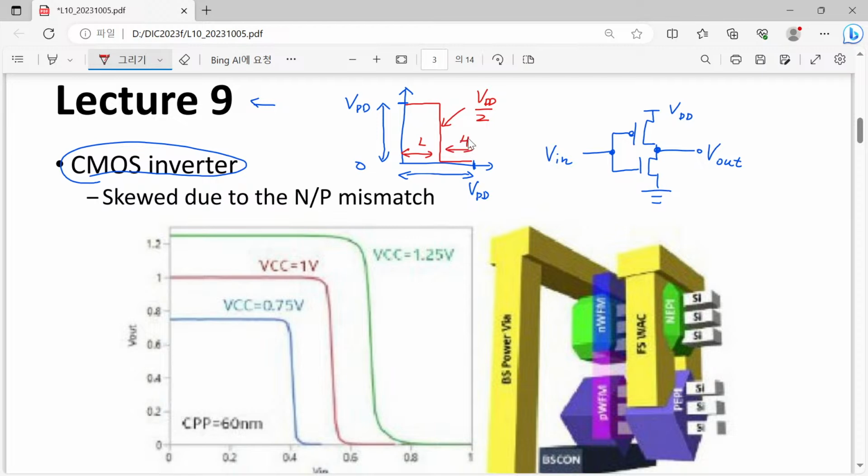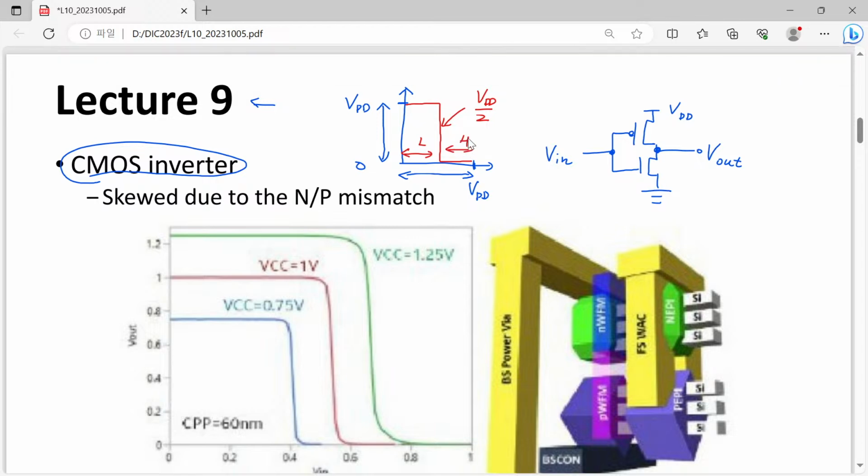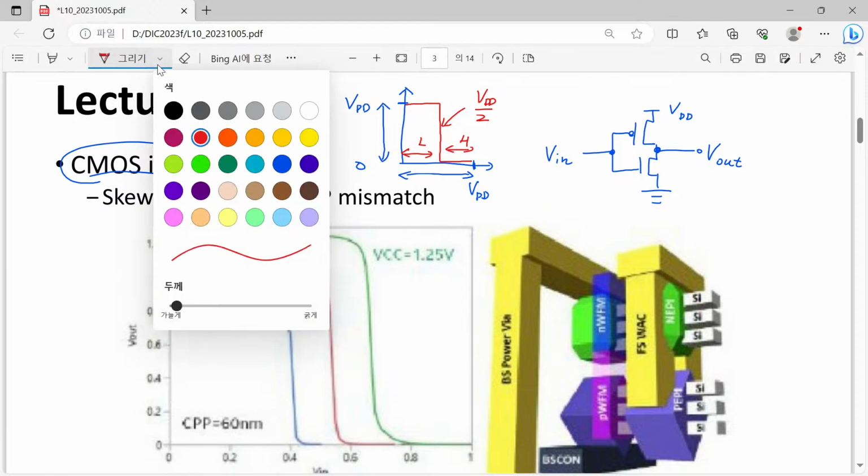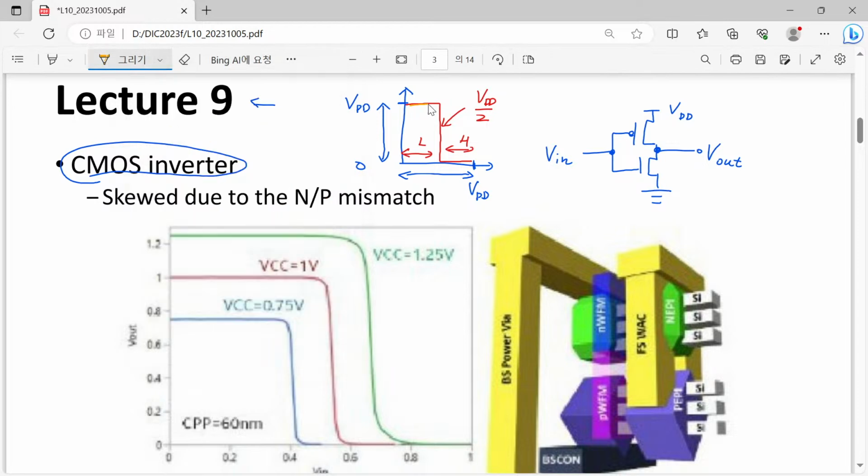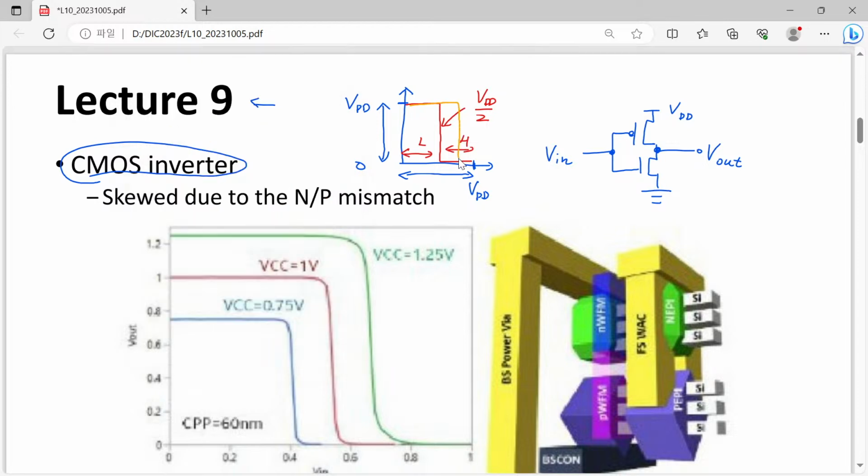But unfortunately, if we have unmatched N MOSFET and P MOSFET, then one of them is stronger than the other, so our voltage transfer curve can be skewed. Here, skewed means something like this or something like that.